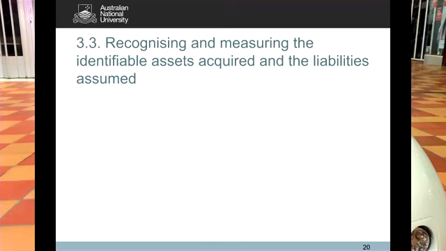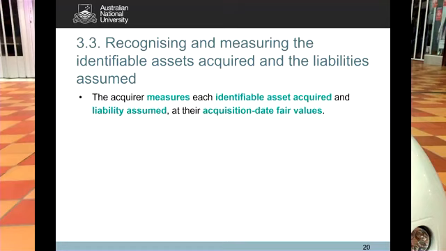Then the third step is to recognize and measure identifiable assets and liability assumed. You may say, why don't we just say the liability? Why do we say liability assumed? Because sometimes they may have liability, but it is not shown as a liability. So potentially they will have the liability.